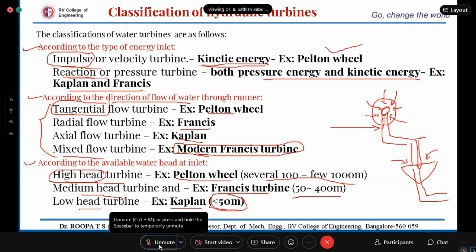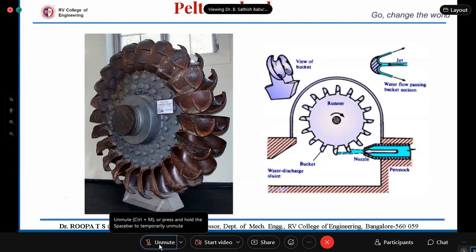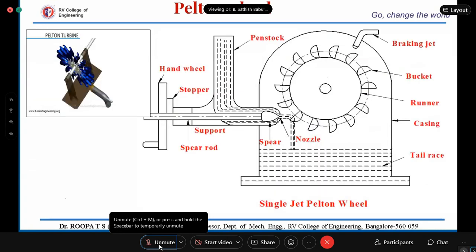So a Pelton turbine is an impulse tangential flow high head water turbine. If I say Kaplan, it is a reaction axial flow low head water turbine, like that. So the very first statement should be what type of turbine it is. You should state the type of turbine while writing the answers. So it is a tangential flow turbine.